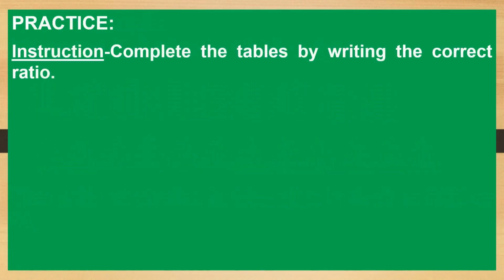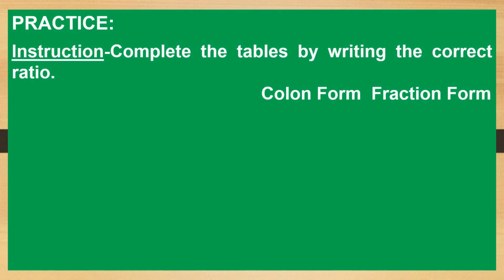Let's have some practice. Complete the tables by writing the correct ratio. Okay, so we are going to write in column form and in fraction form. Are you ready, children? Let's answer number 1. 4 vases to 40 flowers. In column form, what is your answer? 4:40. In fraction form, 4/40. Very good, children.